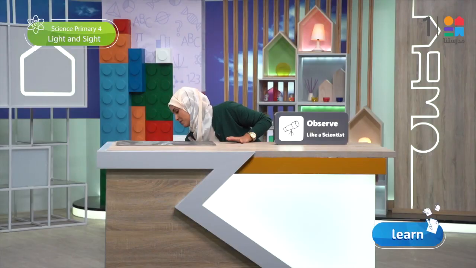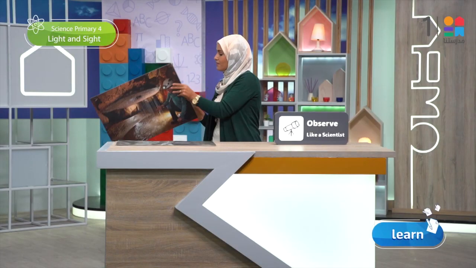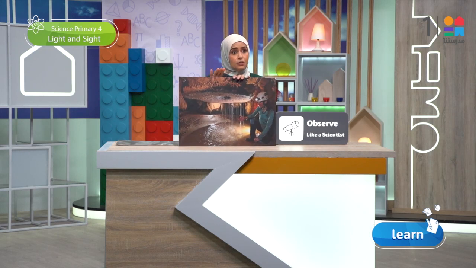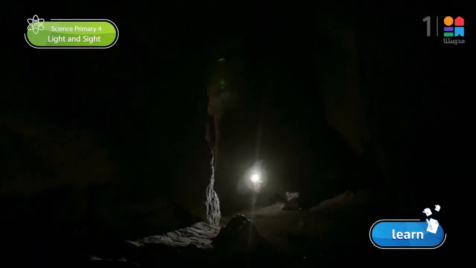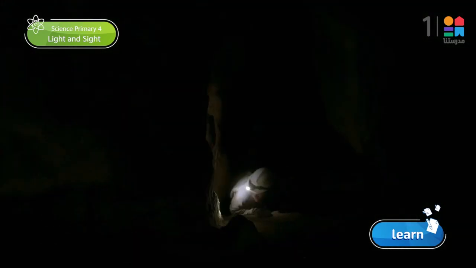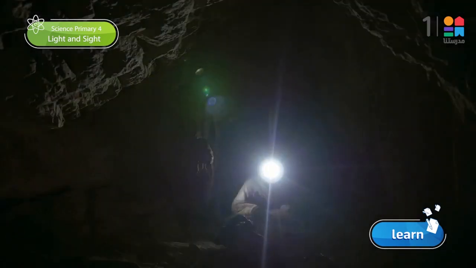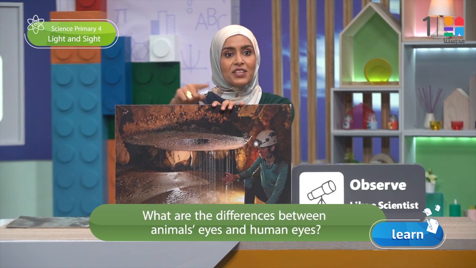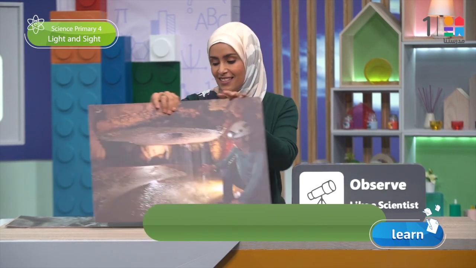Do you know the cave explorers? Cave explorers, for example, need a light source to be able to see in the dark below. What are the differences between animals' eyes and human eyes? The first difference is the size of the eye.